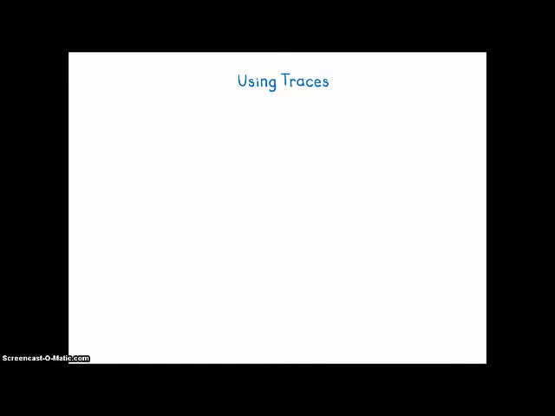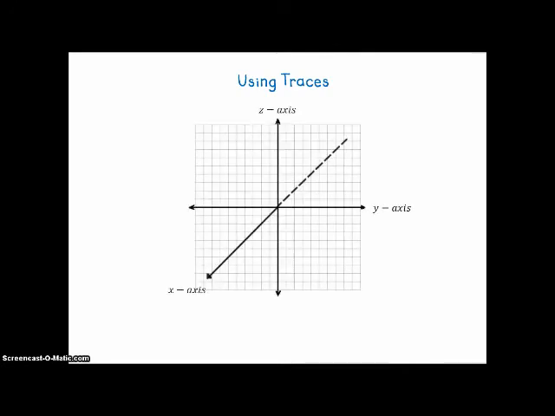Okay, so now we're going to talk about using traces. Traces are slices of the surface on planes. Basically, what we're going to do here is fix one of the variables. We're going to pick a number for one of the variables and then see what's left. What's left will be a curve in 2 variables, and we have to, of course, draw it at the appropriate place.